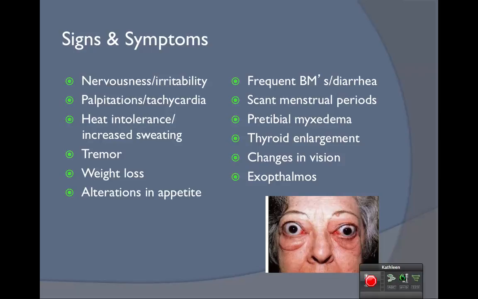Pretibial myxedema typically presents in specific areas, the pretibial area and then also the exophthalmos in the eyes. And this is related to high levels of TSH receptor stimulation and/or inflammation mounted against the TSH receptor itself. Myxedema of the lower legs, called pretibial myxedema, can occur in 1 to 4% of patients with Graves' disease.